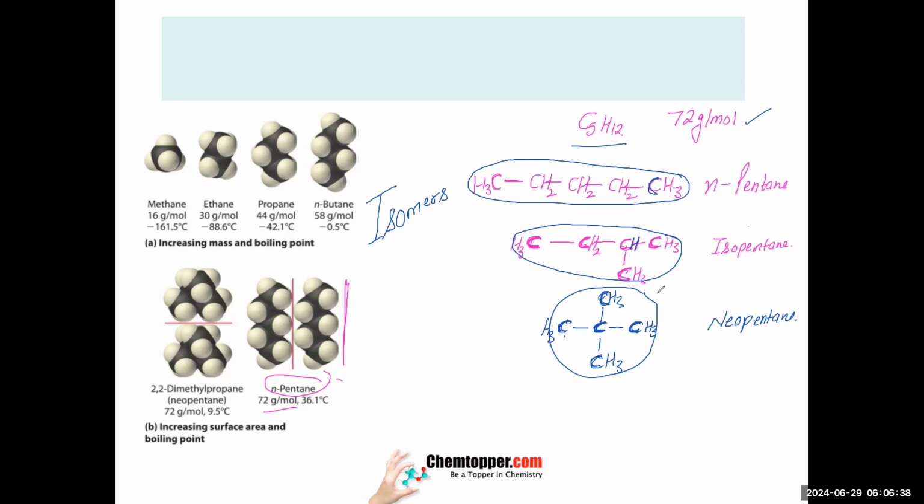Just check the surface area. Which one has the highest surface area? Oh no.